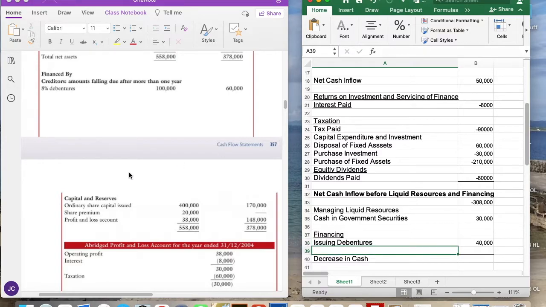Okay, and then did we sell any shares? Now the shares were 170, they've gone up to 400, so there's a large increase there. And our share premium was 0, now it's 20. So that means that we, when we sold the shares, we got an extra 20 grand. This is the cash. Remember, we're always talking about the cash that came in. So the ordinary share capital has gone up by 230 plus 20 for the share premium. So that means there's a total of 250 grand came in issuing shares.